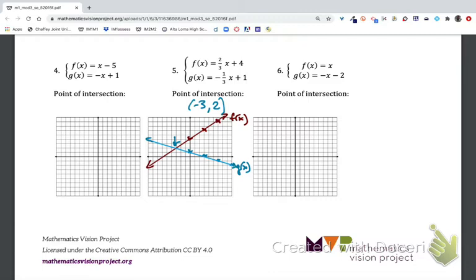Now, something cool that you could do with this is you could plug this back in. If I plug -3 into each of these equations, I should get +2 in return. And you would. And that's what that intersecting point means. That's where the output is going to be the same as the input in each of those functions.